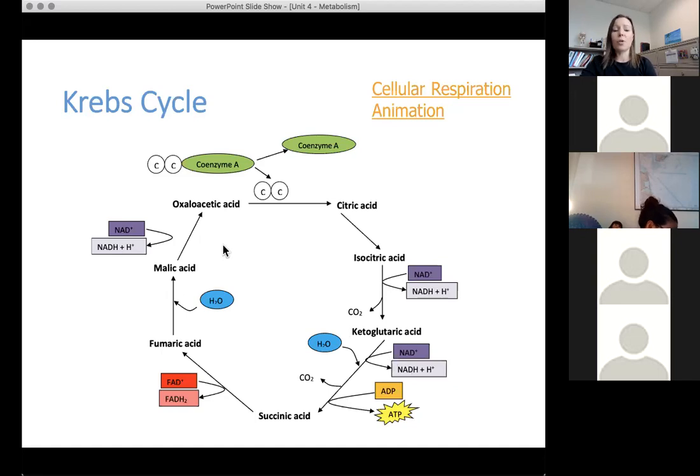Once you've gone through the Krebs cycle and both of the acetyl coenzyme A molecules have entered and been completely broken down, now there's nothing left of them. There's nothing left of the acetyl-CoA molecule, which was derived from the initial glucose molecule. It's completely broken down.